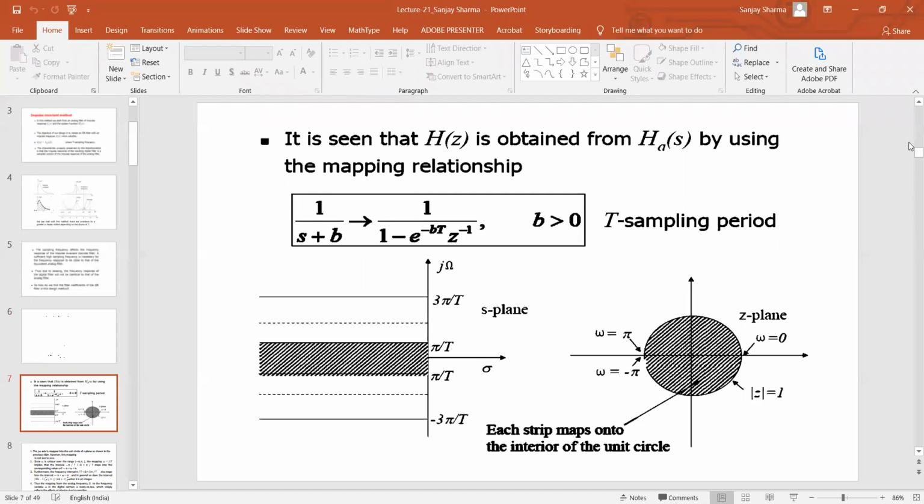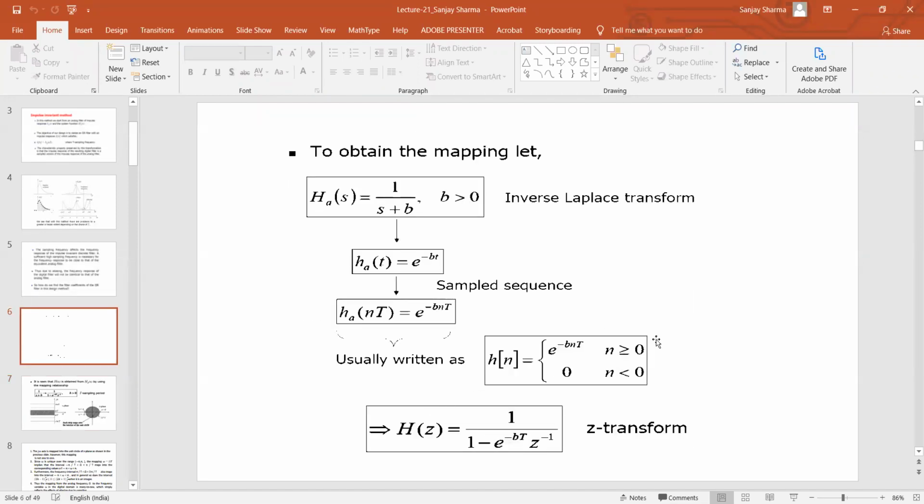Now, what is the transformation? We start from 1 over s plus b. What is the equivalent digital filter? 1 over 1 minus e to the power minus b capital T z to the power minus 1. We will use it as a formula, we will take it as a transformation, that 1 over s plus b will be equivalent to 1 over 1 minus e to the power minus b capital T z to the power minus 1. And we have seen the procedure. How did we get it?